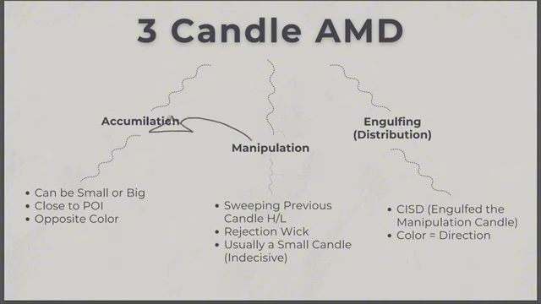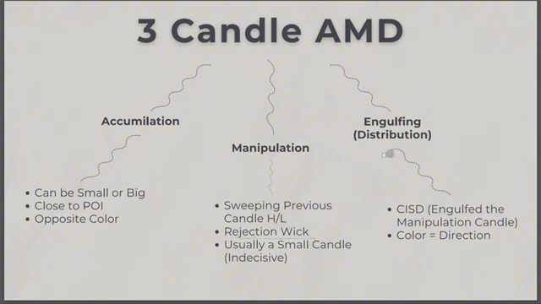So you see this candle accumulation, I want the manipulation to sweep the higher low of that candle, and I want it to have a rejection wick. So I want to see it sweeping and then closing above, for example, in a bullish scenario. Usually it's a small, indecisive candle, especially in a 3-candle pattern. If we have a 2-candle pattern, for example, it's going to be different. But what I'm referring to here is a 3-candle pattern. So I want it to be a small, indecisive candle. It has a rejection wick and it sweeps the previous candle's higher low, right?